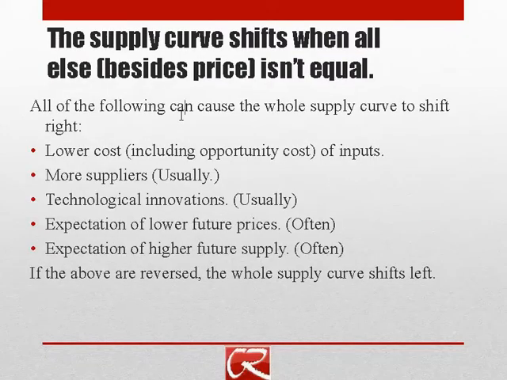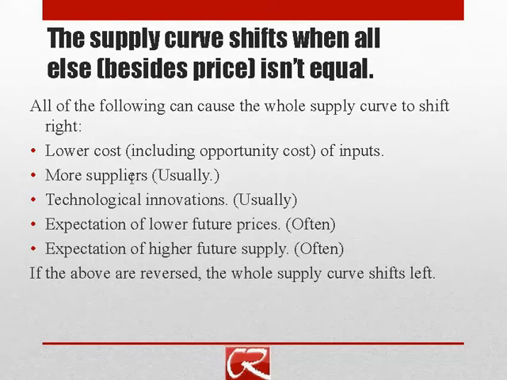There are some other things out there that could go ahead and shift the supply curve. And I'm going to go ahead and concentrate on things that would shift the supply curve right. So that's the opposite of the example I just did. So one would be if sellers have lower costs. That could be lower opportunity costs of the inputs because the inputs have just gotten cheaper. It could be something like technological innovations which allow them to generate more output per unit of input, so that would lower their costs.